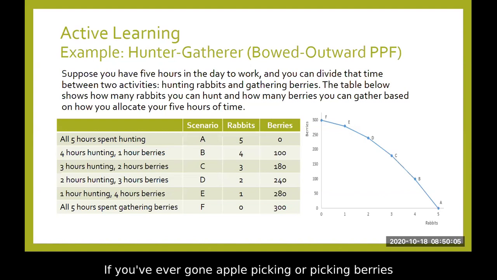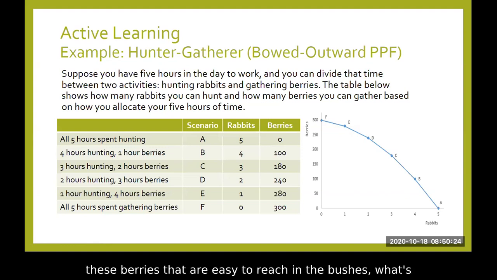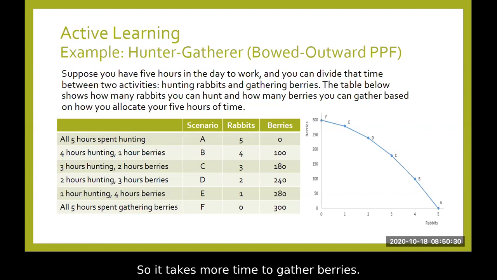If you've ever gone apple picking or picking berries, you might notice that initially when you start off, you're able to get a lot of berries or fruit in a short amount of time. And then as you're already picking off these berries that are easy to reach in the bushes, what's left are the ones that are maybe hidden inside or something, right? So it takes more time to gather berries.